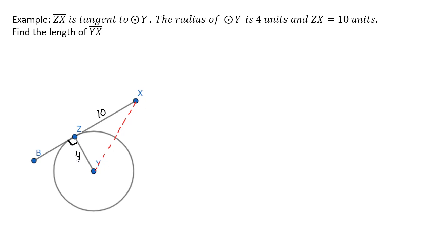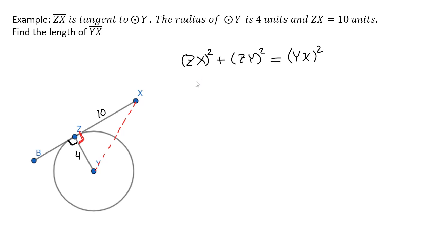Now this should remind you of a right triangle, so I can always draw the 90-degree angle over here too. So we are given the length of the two legs and we're trying to find the hypotenuse. So here we need to say that one of the legs, ZX squared, plus the other leg, ZY squared, is supposed to be equal to this length, YX squared.